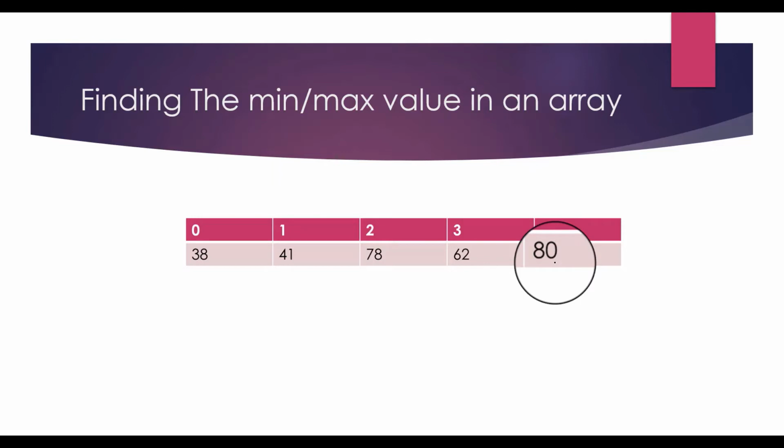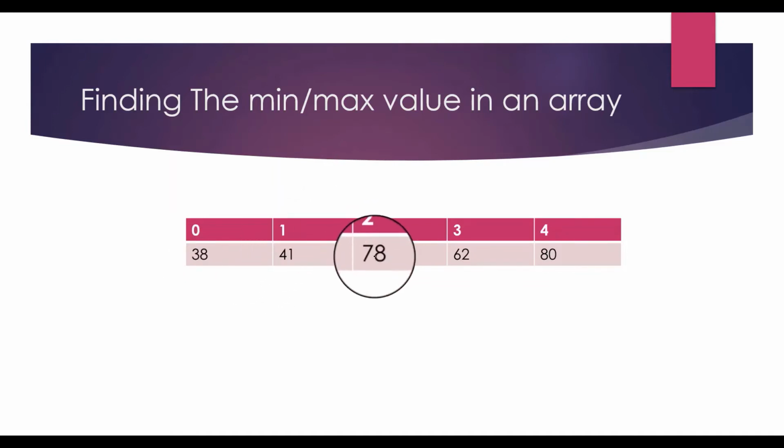To find the maximum of these elements, we will need to iterate through these elements one by one and check if the element that we are in is the maximum value. What we can do is start by assuming that the first element is our maximum element, and then we start comparing this element with the next element. If the first element is greater than the second element, in that case we'll keep that first element as our maximum. Otherwise, our maximum will be this element.